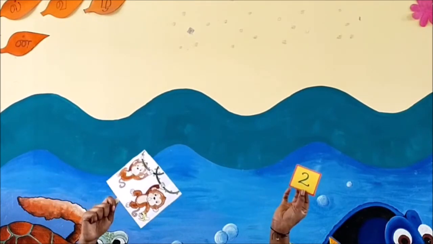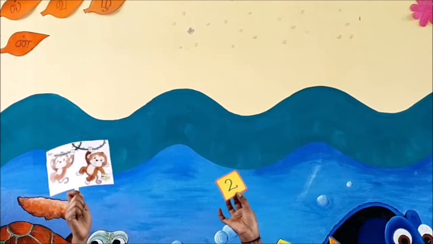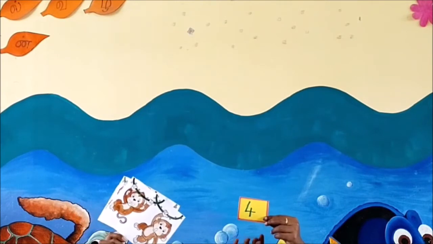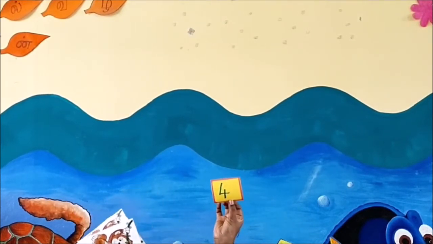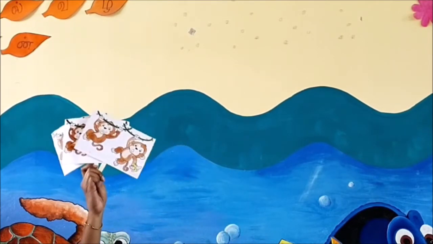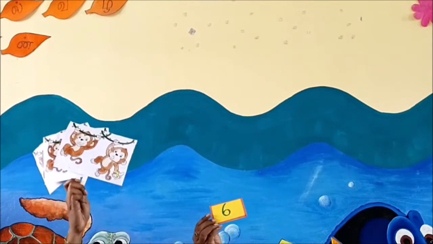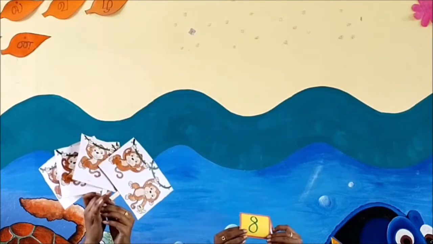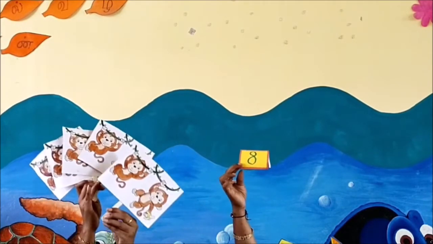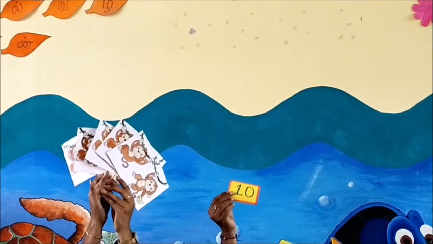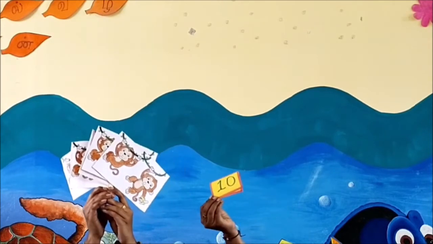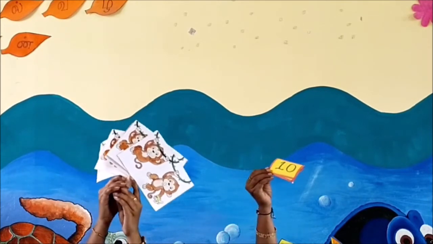2 little monkeys waiting for a friend. 2 more join in, then there were 4. 4 little monkeys jumping from a tree. 2 more join in, then there were 6. 6 little monkeys eating peanuts. 2 more join in, then there were 8. 8 little monkeys wishing there were more. 2 more join in, then there were 10. 10 little monkeys sitting on a wall, eating bananas, chatting together.